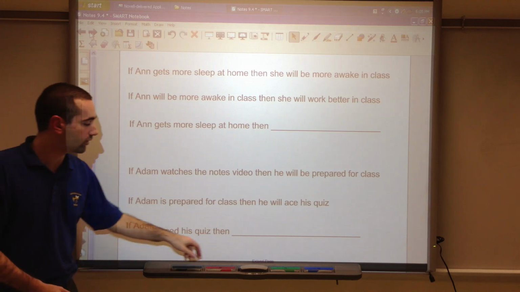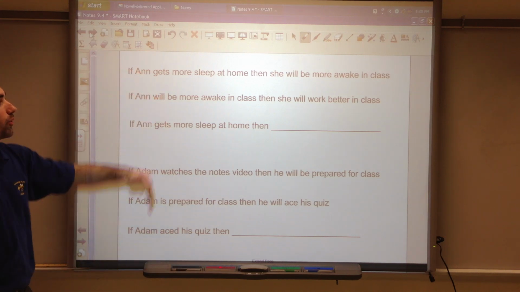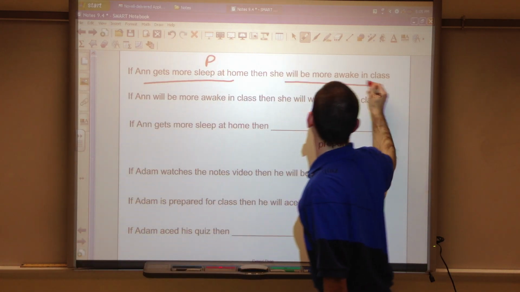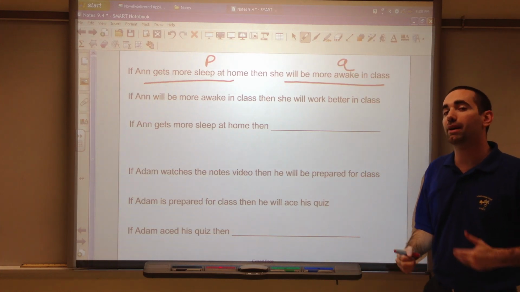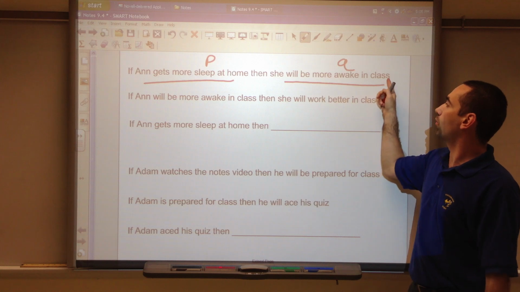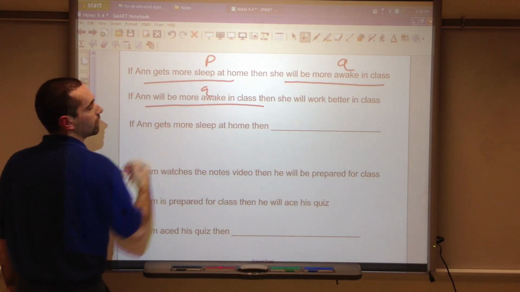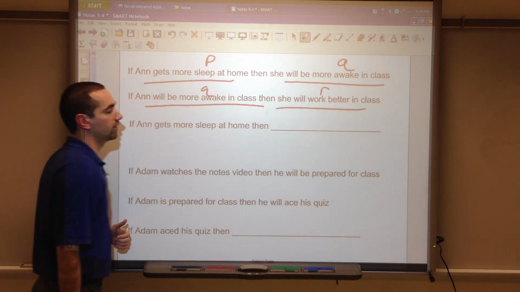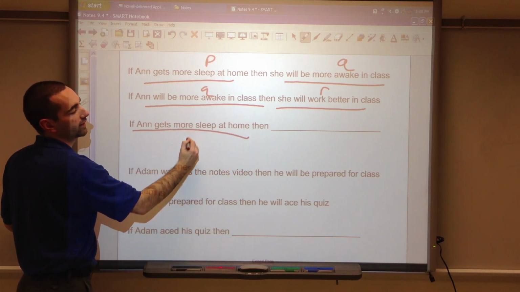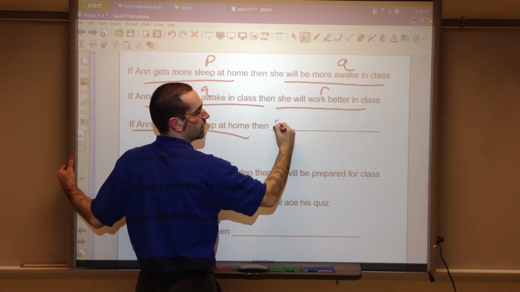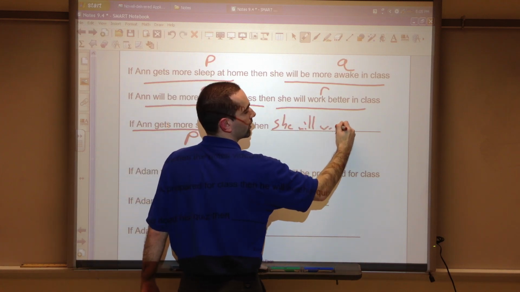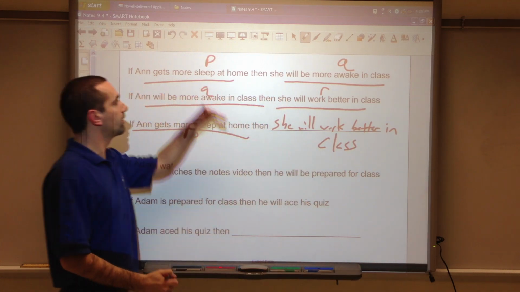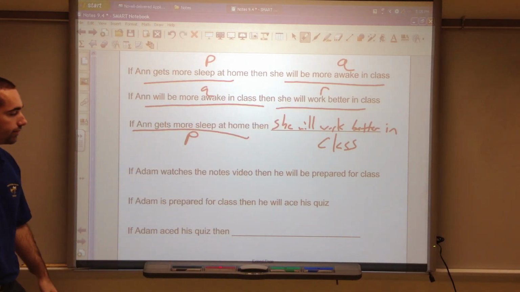So let's do a couple examples. If Anne gets more sleep at home, she'll be more awake in class. P, Q. Since it's the law of syllogism, I need to immediately start with Q. She'll be more awake in class. See how I matched that? Immediately said Q. She'll work better in class. R. Anne gets more sleep at home. That matches P. I go straight to R. She will work better in class. I went straight from P to R.